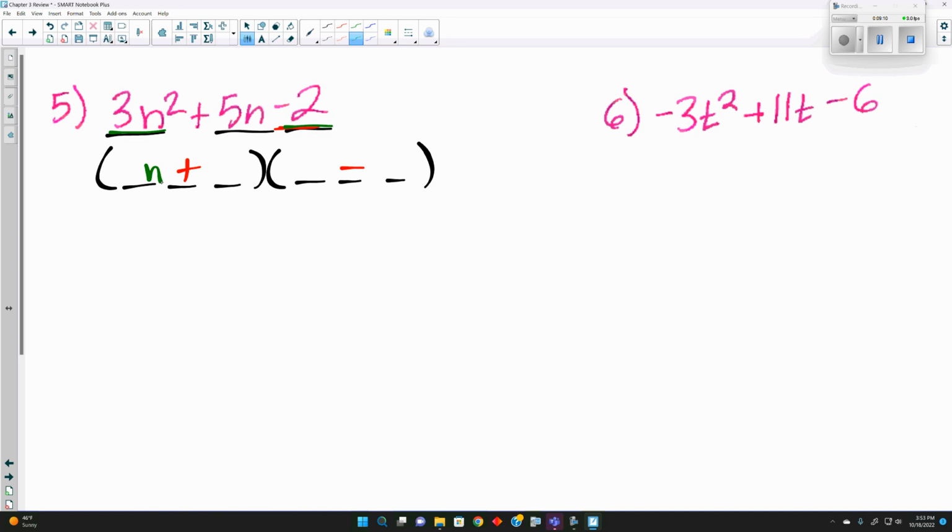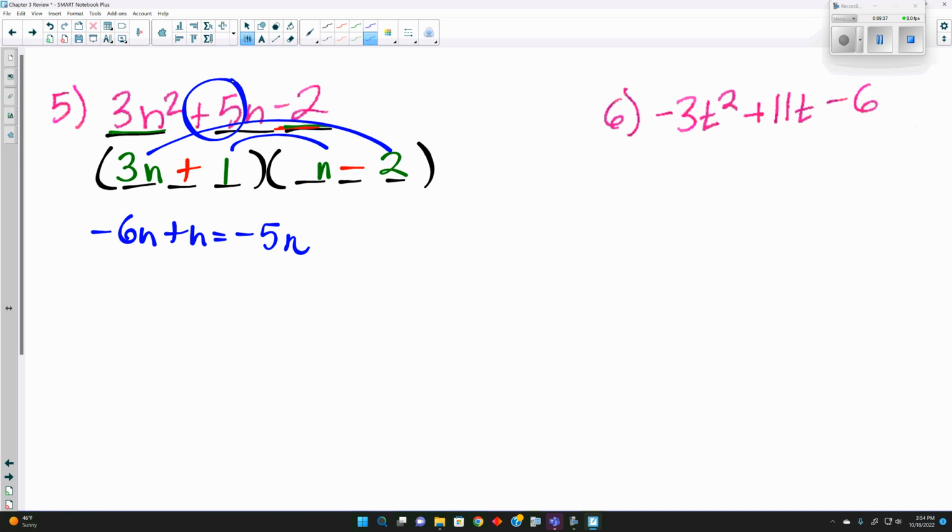Well, 3n squared, well, we'll have n and n. Well, the only factors of 3 are 3 and 1. Factors of 2 are 1 and 2. So again, I just threw these in because I know at the end I'm going to check. 3n times -2 is -6n. 1 times n is going to be plus n. -6 plus 1 is -5, and we have n.